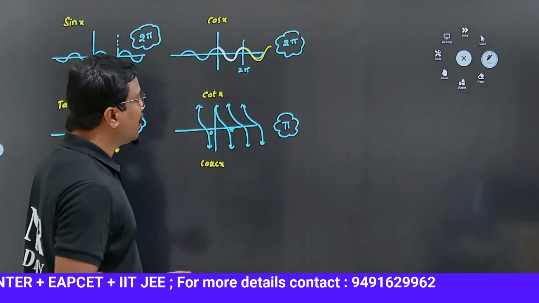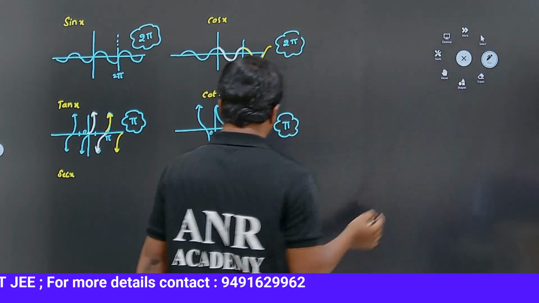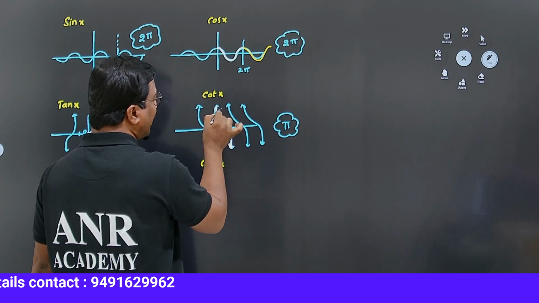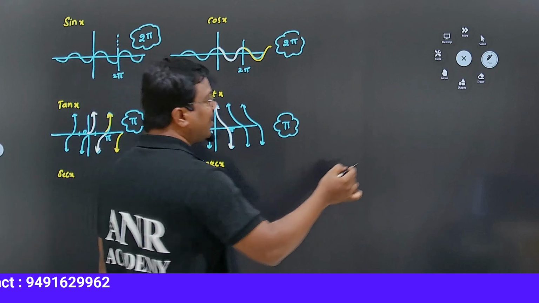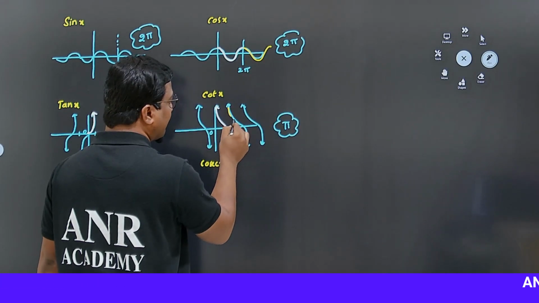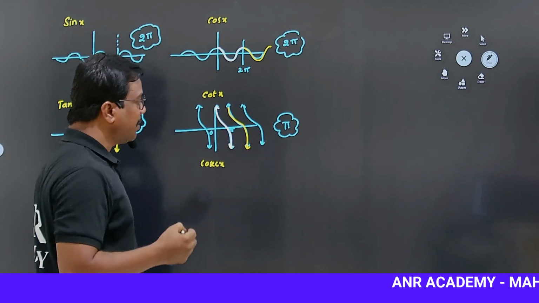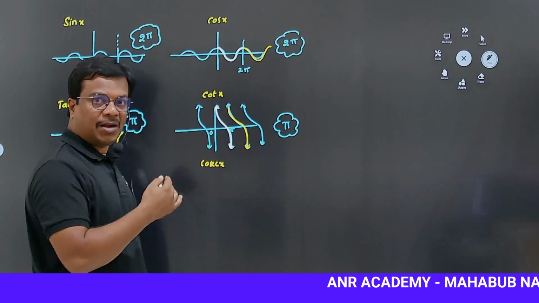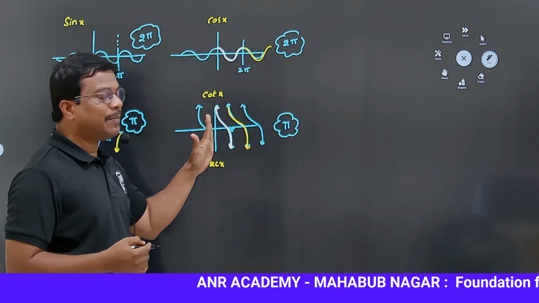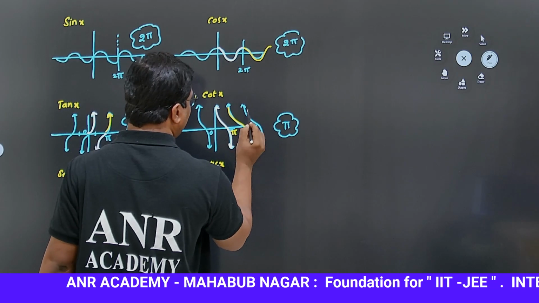Next, cot x. See the graph of cot x. First observe the graph near the origin. From 0 to pi you have a decreasing graph. The same graph then repeats from pi to 2 pi, and then from 2 pi to 3 pi it repeats again. Pi, 2 pi, 3 pi are all periods of the function, but the fundamental period is the least positive real number, that is pi in this case. Here it is pi.